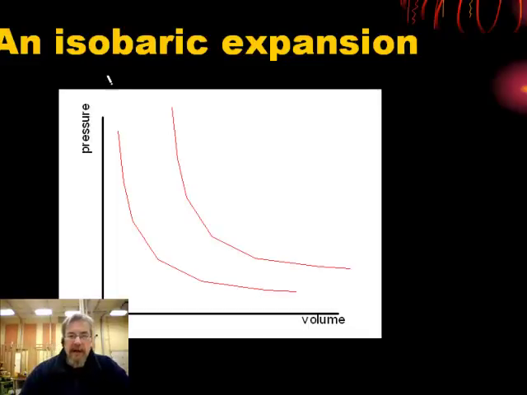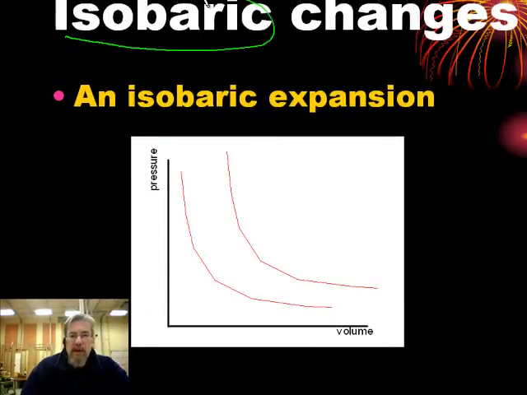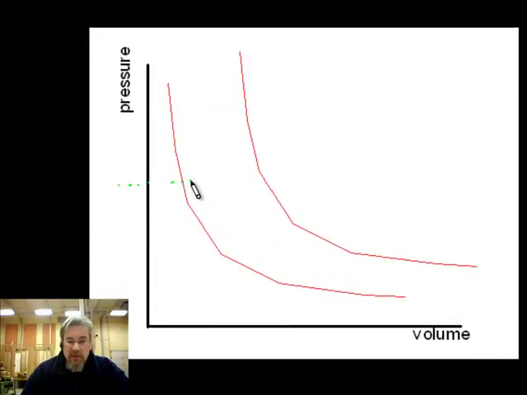Now let's take a look at isobaric changes. Isobaric means constant pressure. Now looking at the pressure line, what that means is we're going to be moving across like this without changing our pressure, either up or down. An isobaric expansion means the volume is going to get bigger while the pressure remains the same.